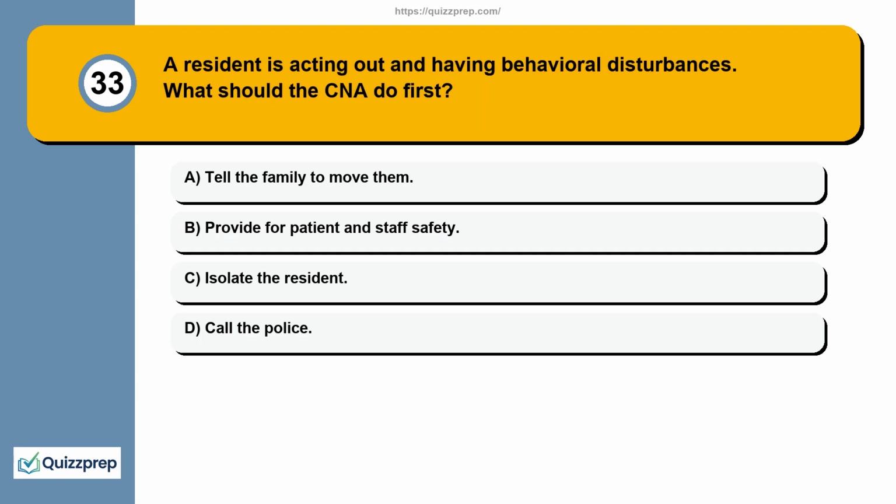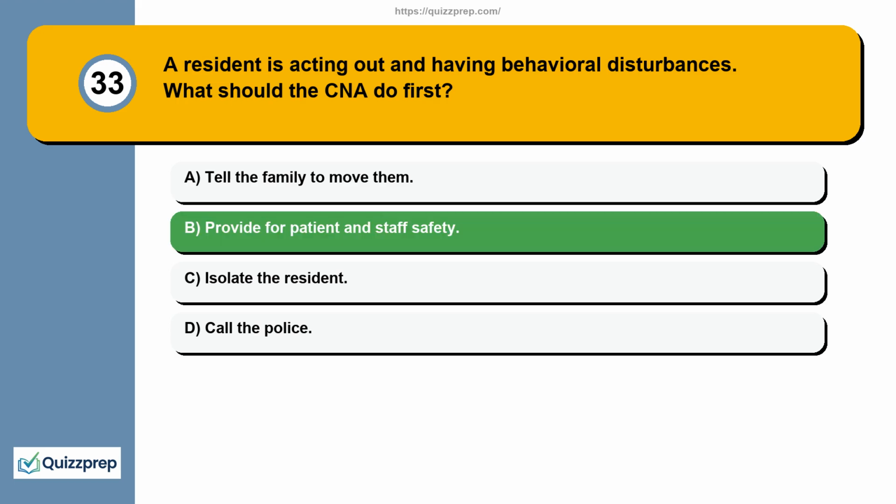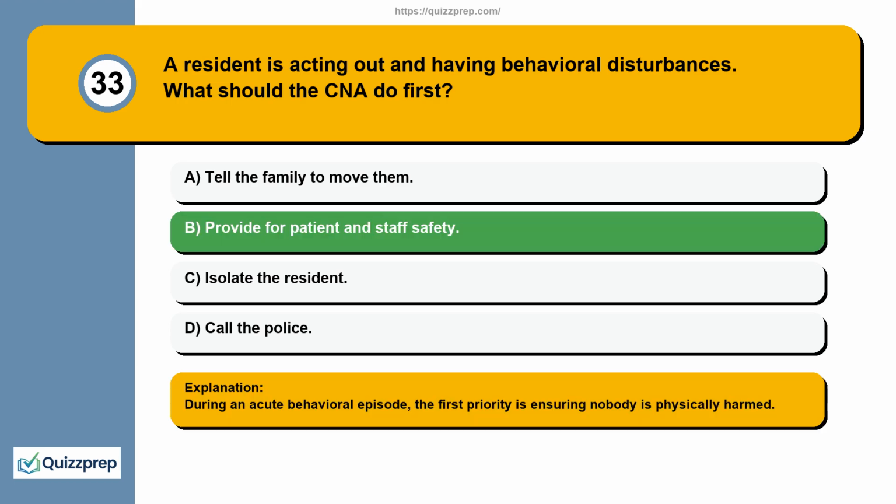Question 33. A resident is acting out and having behavioral disturbances. What should the CNA do first? Tell the family to move them. Provide for patient and staff safety. Isolate the resident. Call the police. During an acute behavioral episode, the first priority is ensuring nobody is physically harmed.